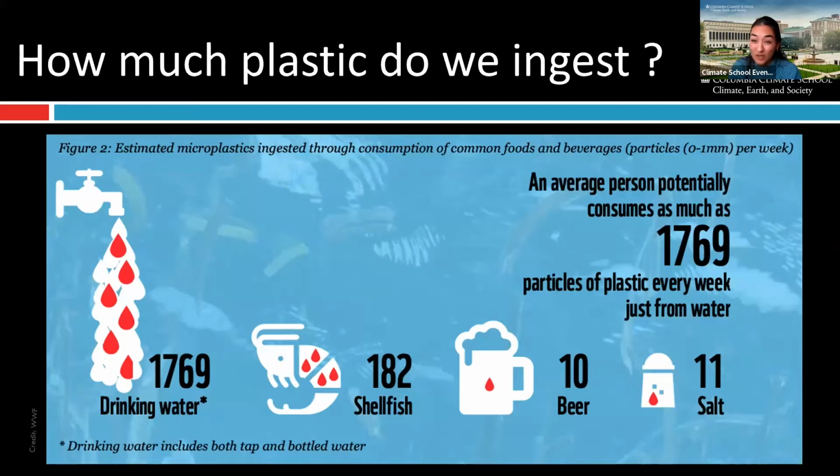Bottled water is actually worse. There are more microplastics in your bottled water. So that's another reason why you shouldn't be buying bottled water. There's more contamination in there, as well as you're continuing to perpetuate the plastic challenge. Shellfish, especially the filter feeders, contain a lot of microplastics, so eating them can put it in your bodies as well. Even things like beer and salt have microplastics in them.